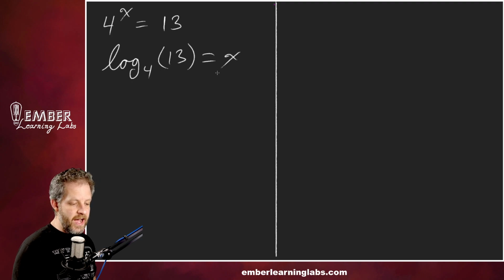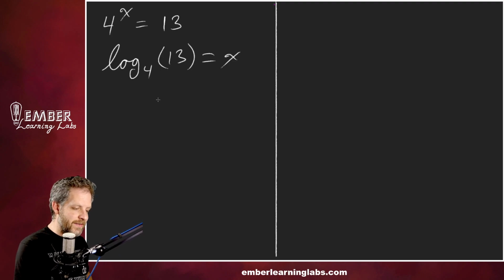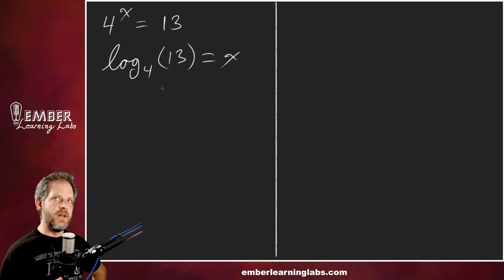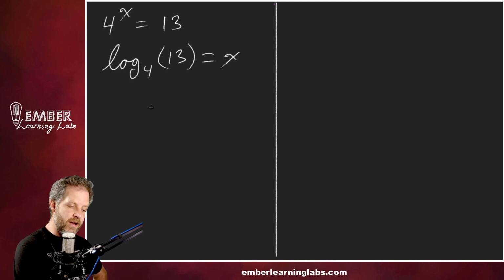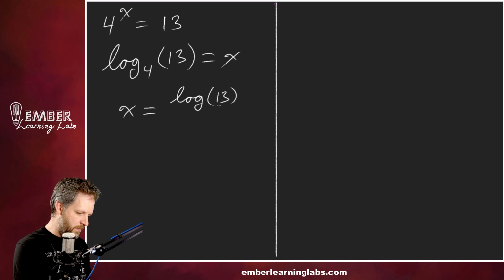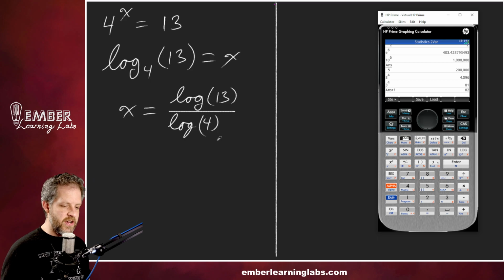equals x. Now, in converting here, we don't have a log base 4 button on our calculator, or we probably don't. Well, we definitely don't have a log base 4, right? And so how can we solve for x here? Well, we can use the change of base formula that lets us turn this into x equals the log, or the natural log, same thing here, of 13 over the log of 4, right?